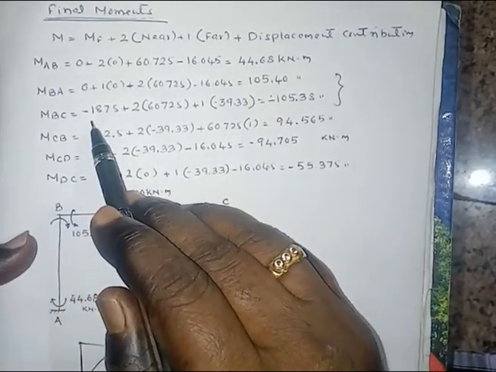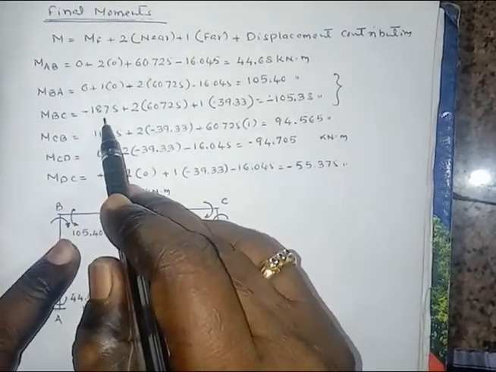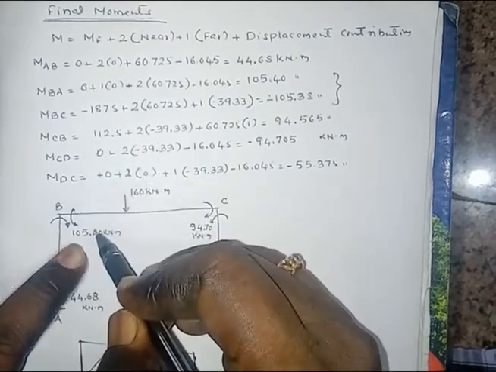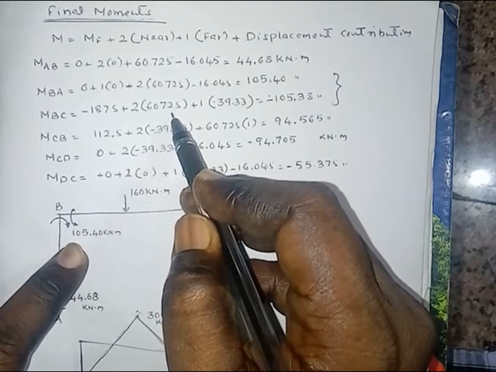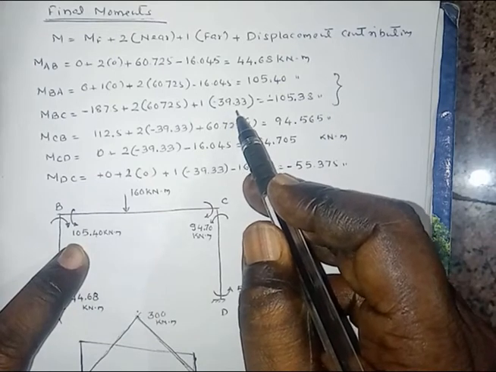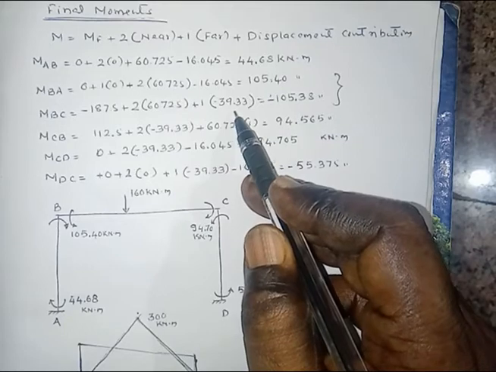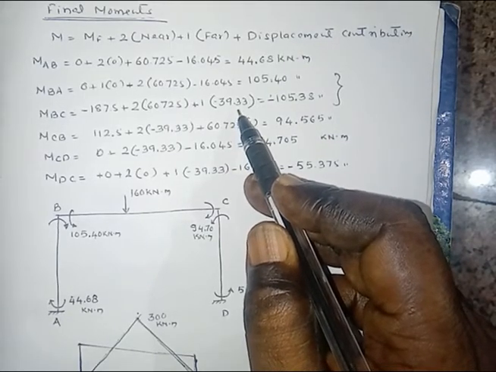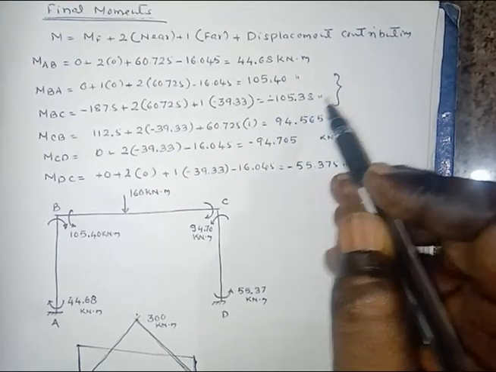Then for horizontal member MBC, the fixed end moment is minus 187.5 due to the vertical point load. Thus 2 times the near end contribution, that is 60.725, plus 1 times the far end contribution, that is minus 39.33. Here don't add the displacement contribution, since the displacement contribution is applicable only to the vertical members. Hence after simplification, you will get minus 105.38.